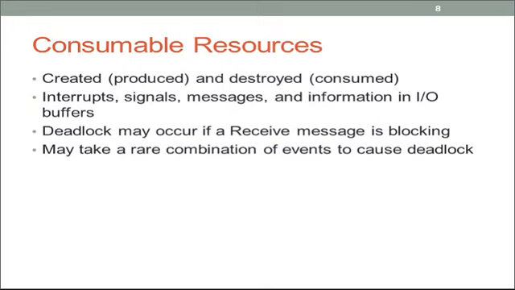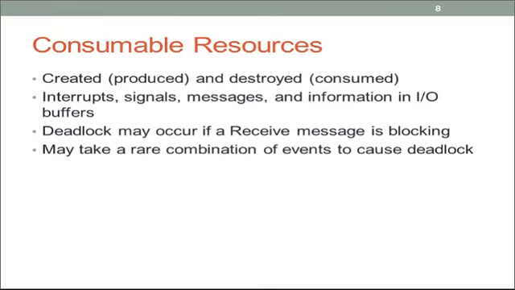Now second is consumable resources. Here consumable resources means a resource which is produced and then destroyed. Among consumable resources, we have interrupts, signals, messages, information in the IO buffers and various types of instructions. Now, if a consumable resource is blocking, for example if the receive message is blocking, the deadlock may occur.